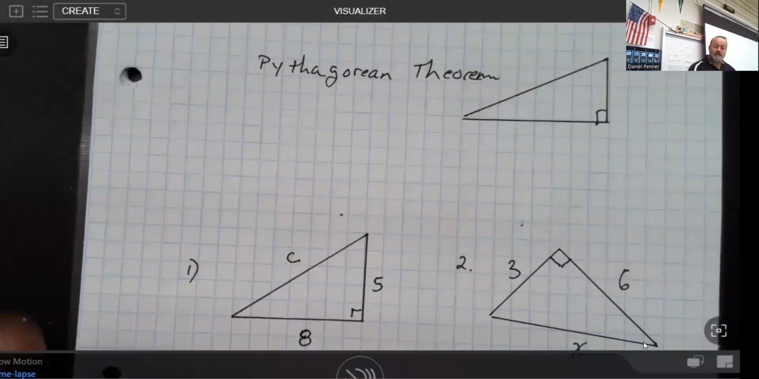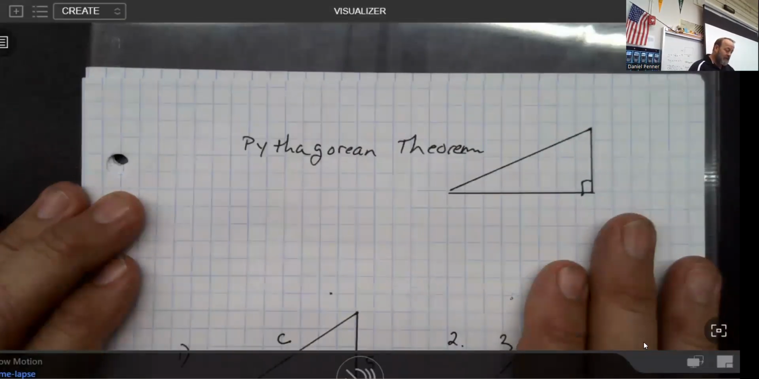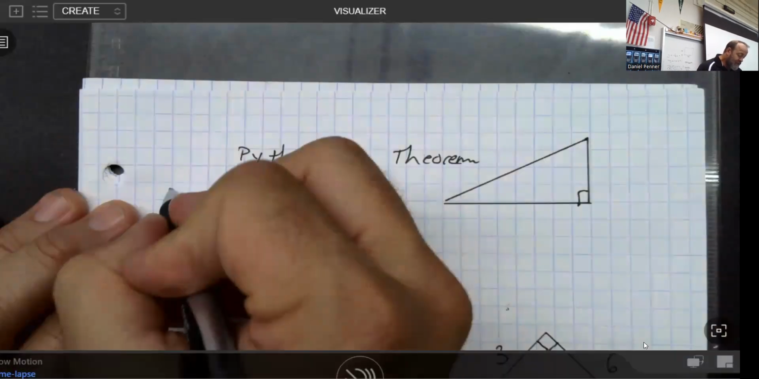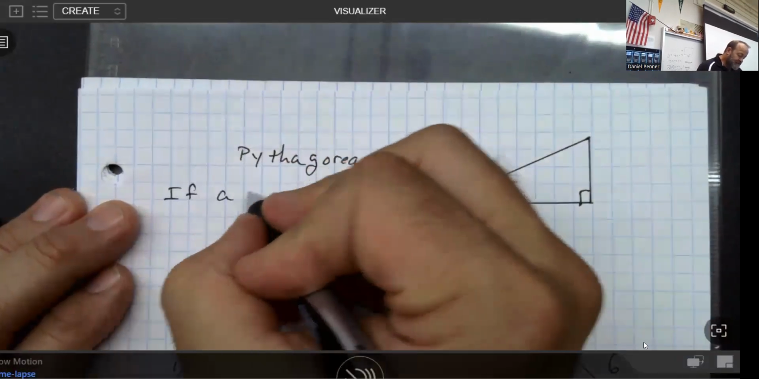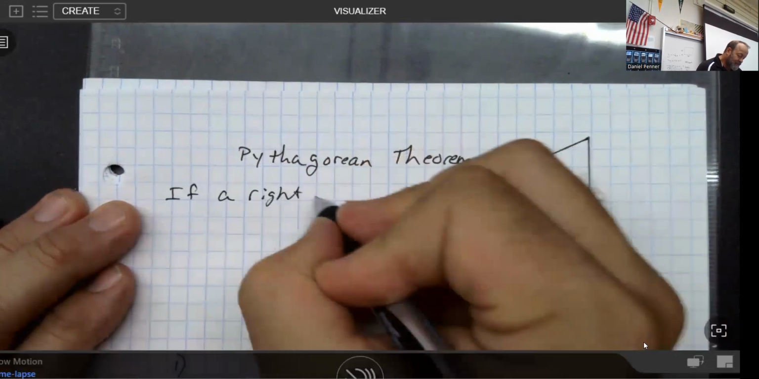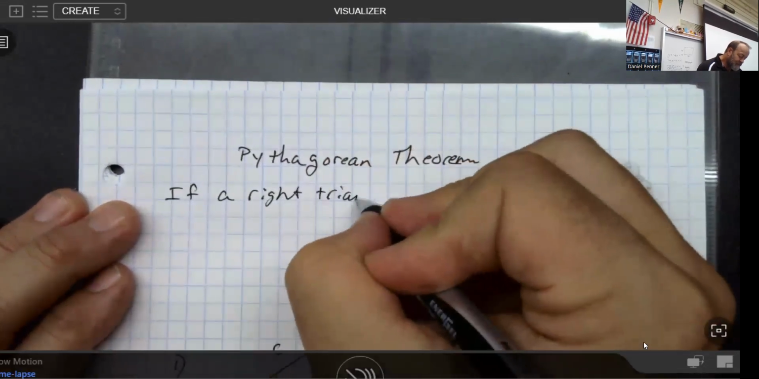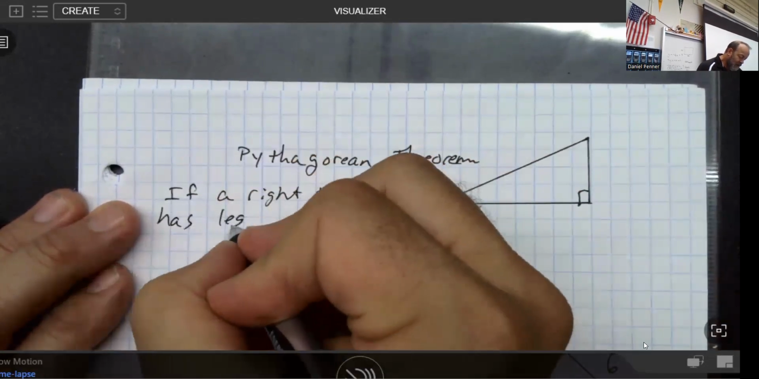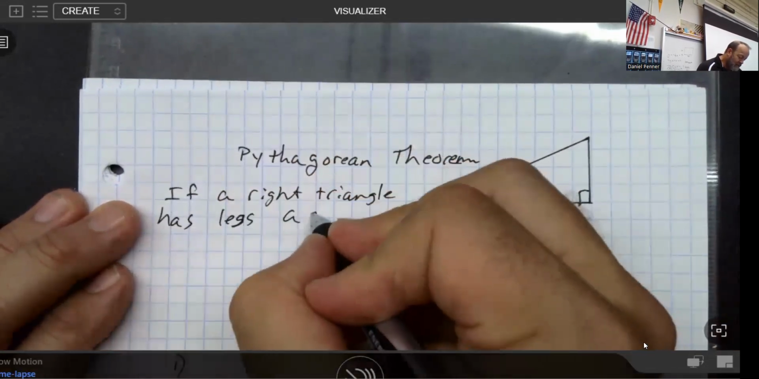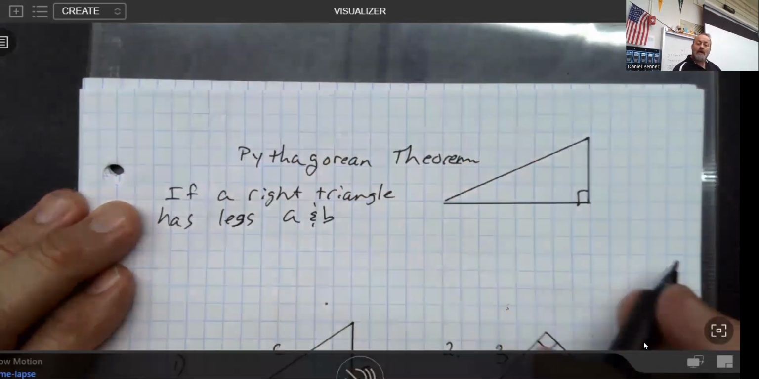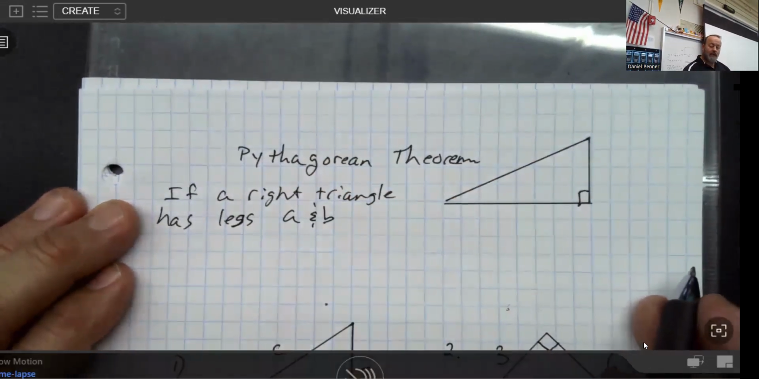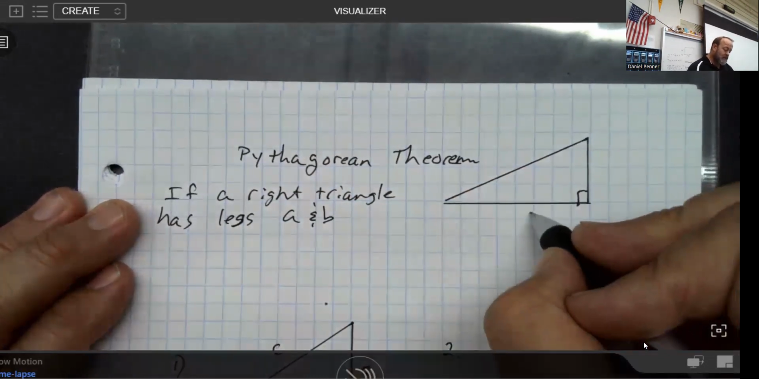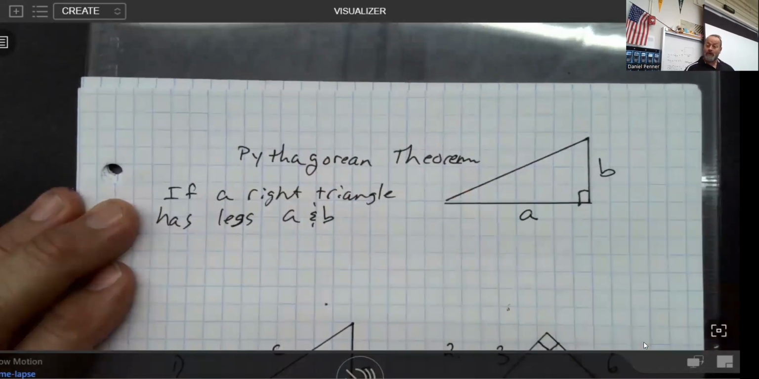So let's talk about first off what the Pythagorean theorem actually says. The Pythagorean theorem says if a right triangle has legs A and B. Now, it's important that when we talk about the legs of a right triangle, they be the two sides that are next to the right angle. So we could call this one A and this one B, although we could reverse them.